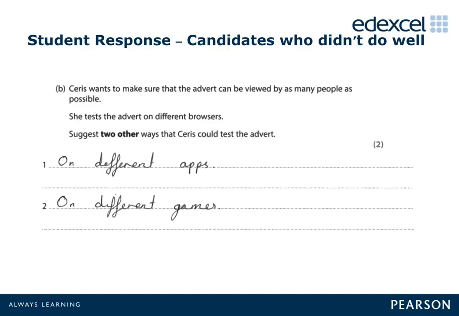Here we see another example of a response that does not gain marks. Response 1, on different apps, is not enough to gain a mark, as it is too general. As test on different browsers was given in the stem of the question, learners need to specifically identify the software they are testing against, such as operating systems or filtering systems. Response 2. As with the first response, this does not demonstrate enough understanding, and so does not gain a mark.